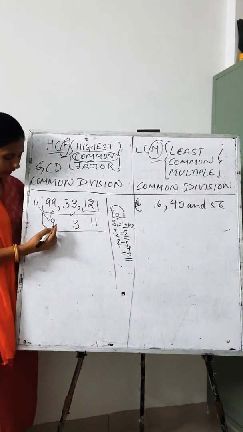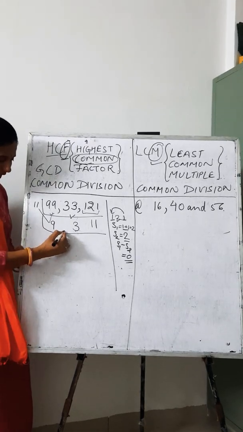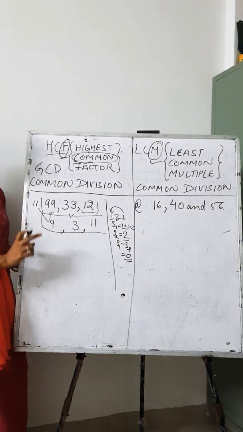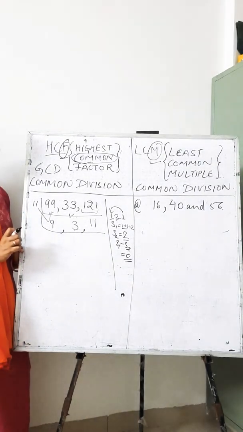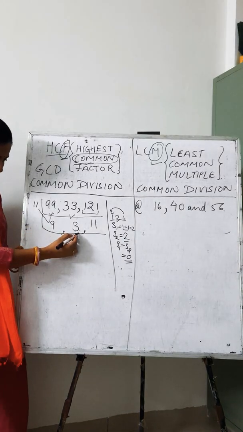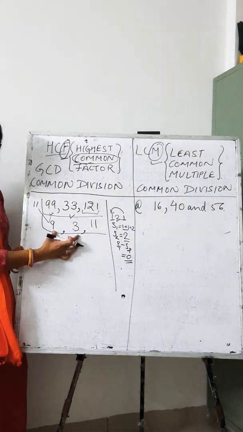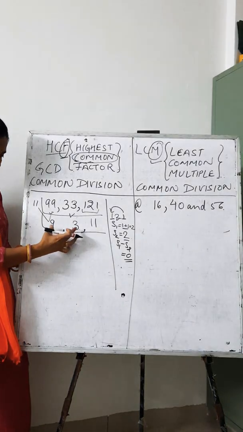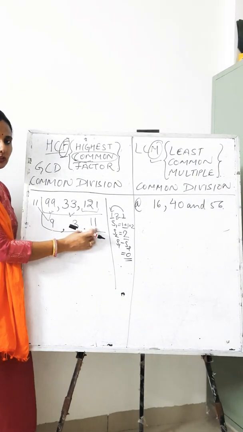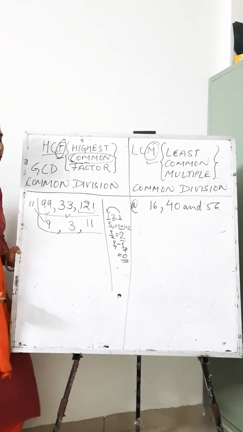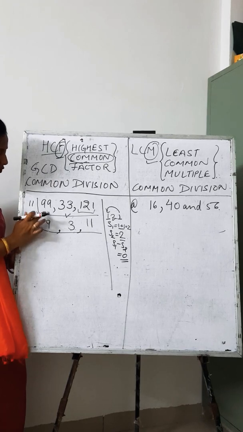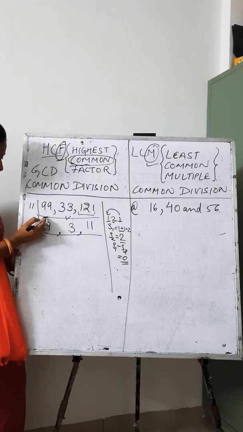Now I have to see whether 9, 3 and 11, these 3 numbers, are going with any prime number. We have to check. 9 and 3 are both multiples of 3, so these both can go with 3. But will this 11 go with 3 or not? No, it will not go with 3. So what should I do? I have to stop my journey over here only.